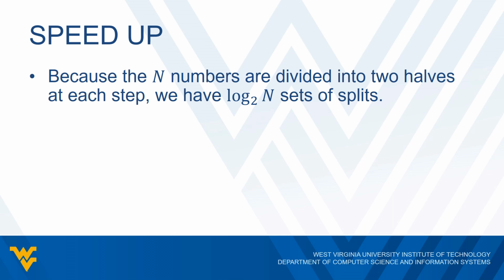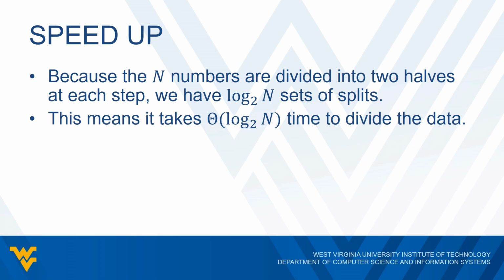Now, let's say we have n items in the list. That means the n numbers are divided into two halves at each step. This means we have log base 2 of n sets of splits. This means that to divide the data, it's going to take theta of log n time. Now remember, I think we said before that if we say log n, we basically mean log base 2 of n. So this takes theta of log n time to divide the data.